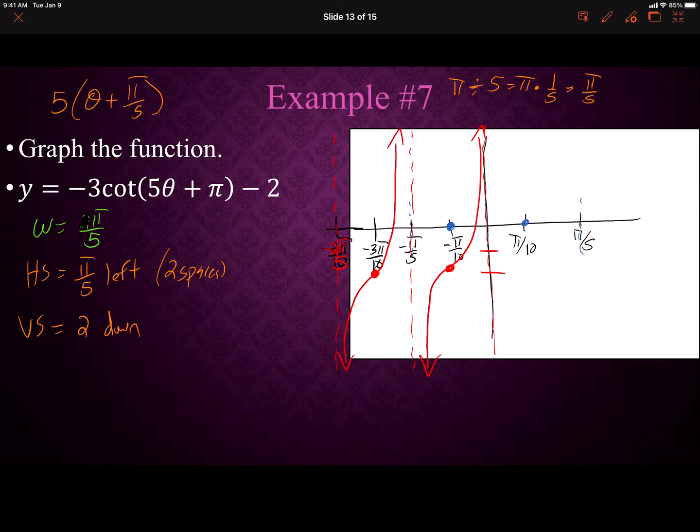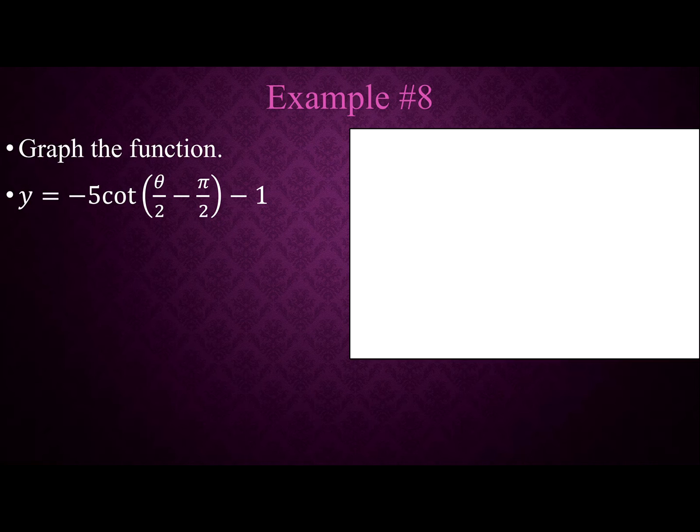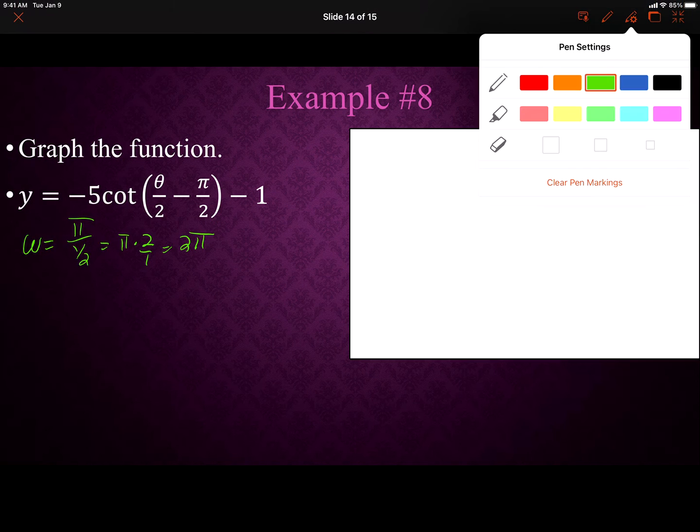Alright, so one last example. If you haven't tried one on your own yet, you really should try this one on your own. So we're going ahead and identify our period. Pi divided by 1/2 is pi times 2 over 1, which is 2 pi. So we go ahead and make our graph.